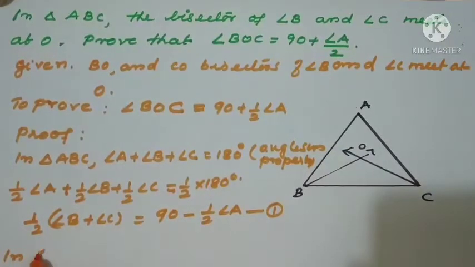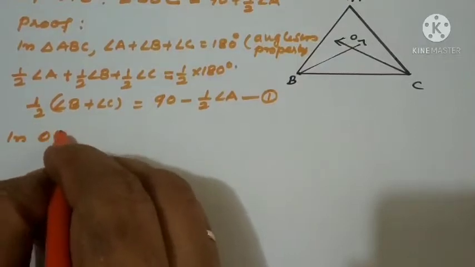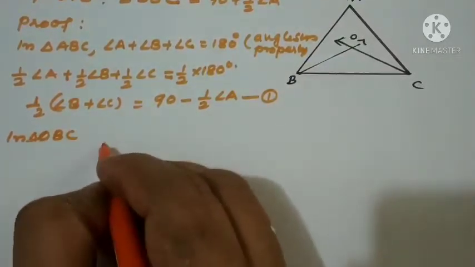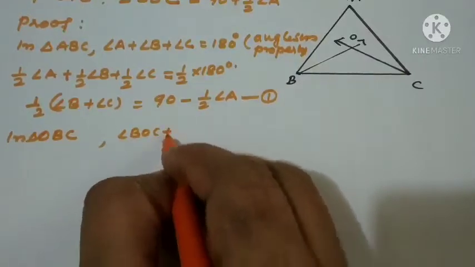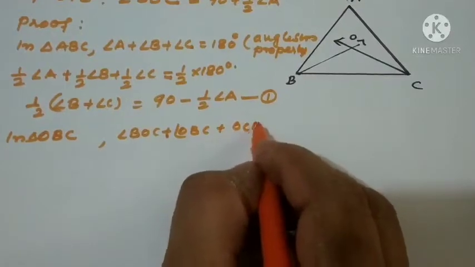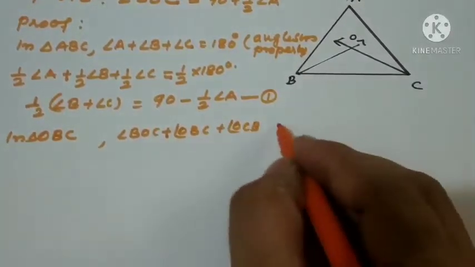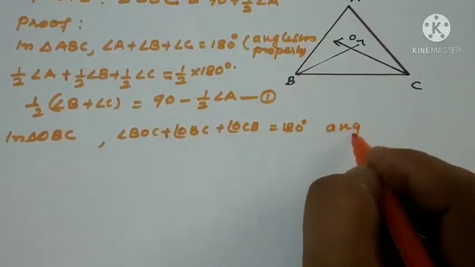In triangle OBC, angle BOC plus OBC plus OCB, all three angles are equal to 180 degrees. The same property, angle sum property.